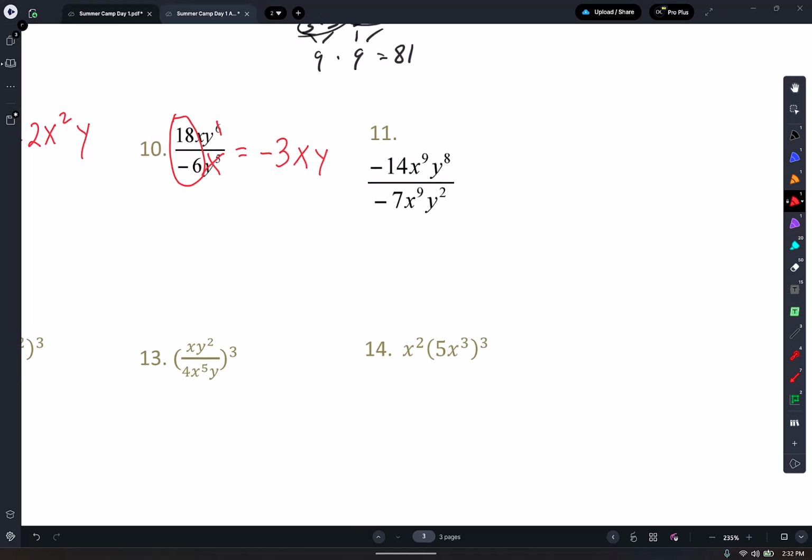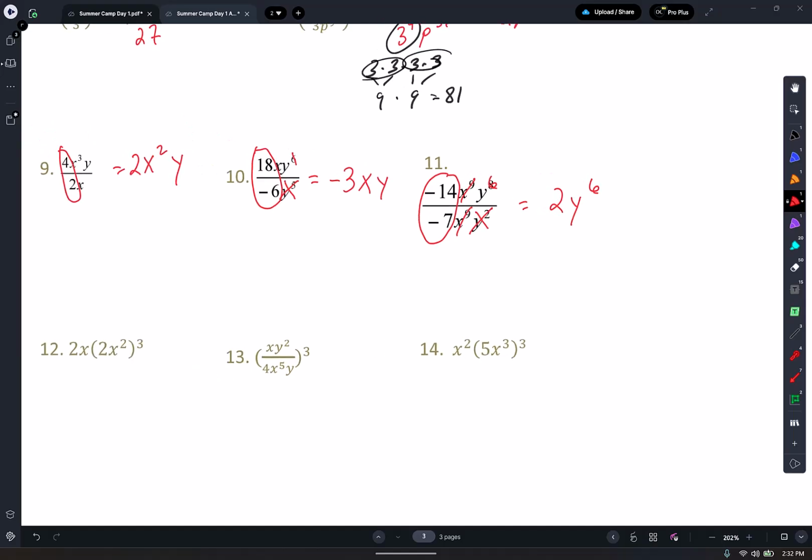Number 11. What is negative 14 divided by negative 7? Or how many times does negative 7 go into negative 14? 2. Negative divided by negative is a positive, so there it is. I have 9x in the top, 9x in the bottom. Do all of them cancel out? Yes, so they're all out. I have 8 y's in the top, 2 y's in the bottom. How many y's can I cancel out? 2, so how many am I going to have left? So there it is, 2y to the 6.